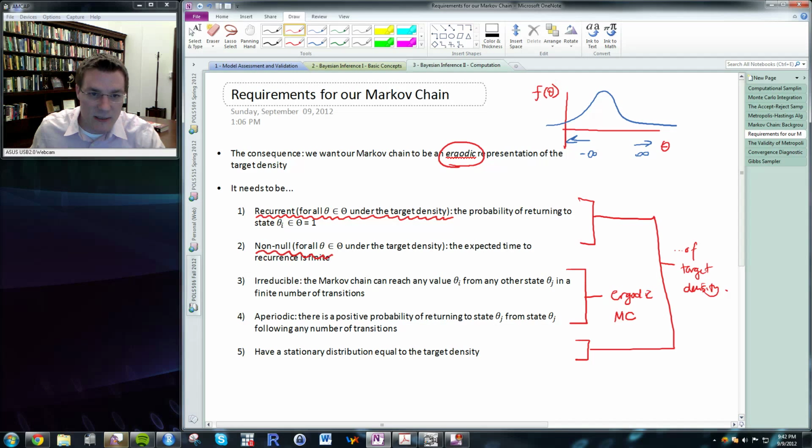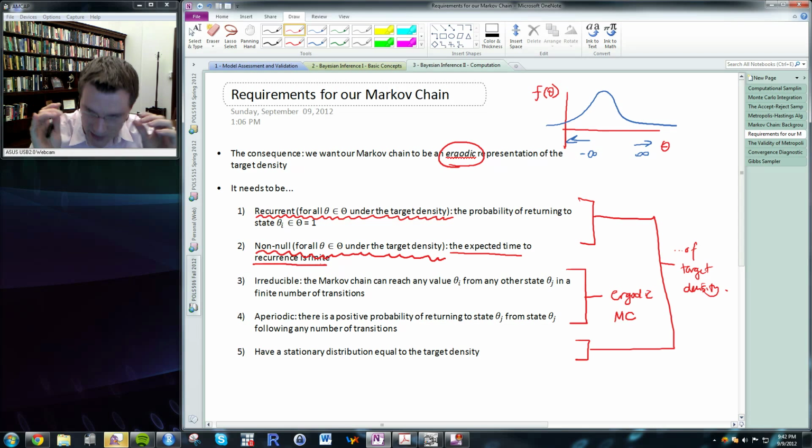We also want it to be non-null for all theta under the target density, which is just a way of saying that we expect the time to recurrence to be finite. Now, as I mentioned in point 1, recurrence can take a long time. The probability of getting back to a state needs to be 1, but that could take, technically speaking, an infinite amount of time. We want the expected time to recurrence to be finite in order for our chain to be so-called non-null.